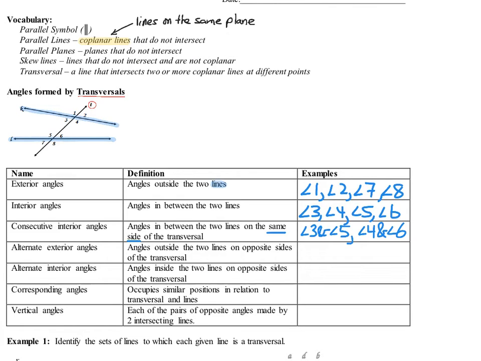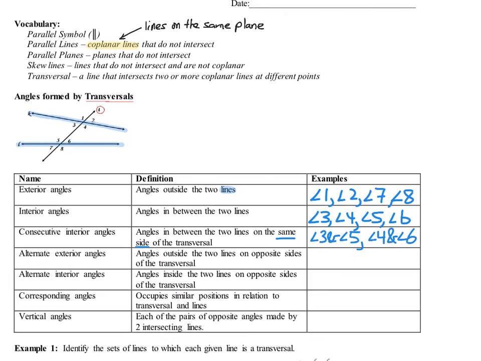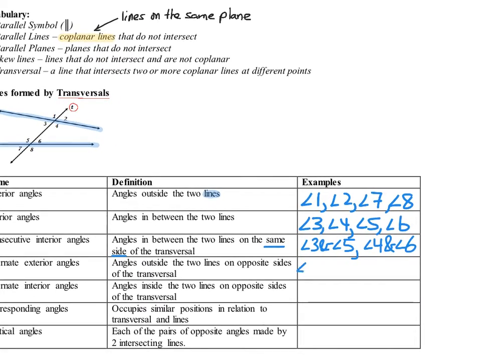So alternate is going to be on opposite sides of the transversal. So they're alternating, one on one side, one on the other. So for exterior, we're talking 1 and 8 as an alternate exterior pair, and then 2 and 7. For the interiors, we're talking 3 and 6, and angle 4 and angle 5. Specifically those pairs.